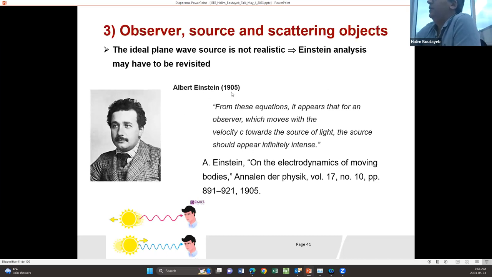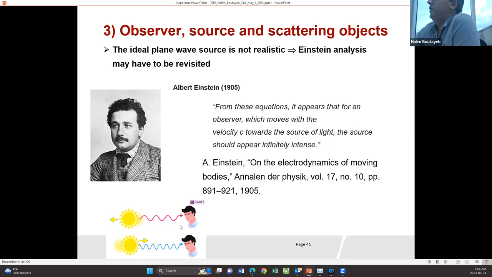In his paper of 1905, Albert Einstein wrote this: "From this equation, it appears that for an observer which moves with the velocity c toward the source of light, the source should appear infinitely intense." So he has the same result as Heaviside, but actually he got it for a moving source and moving observer. This is an image I took from the internet, and this is actually what we should see, and this is what we see in the FDTD.